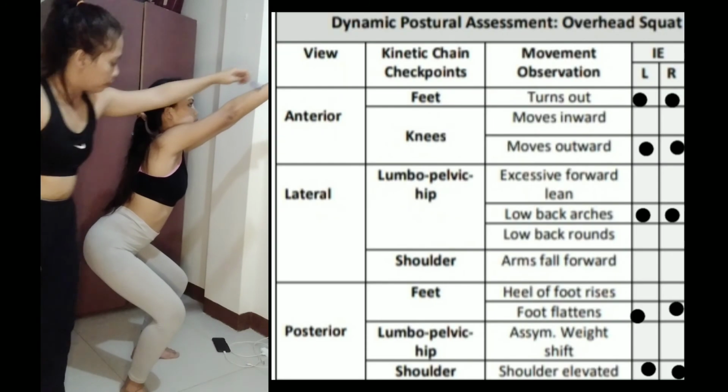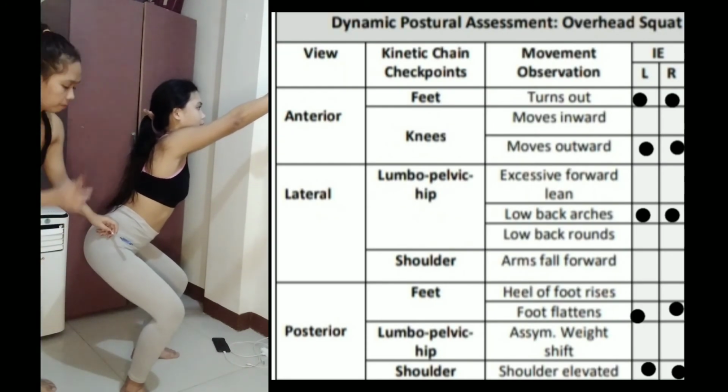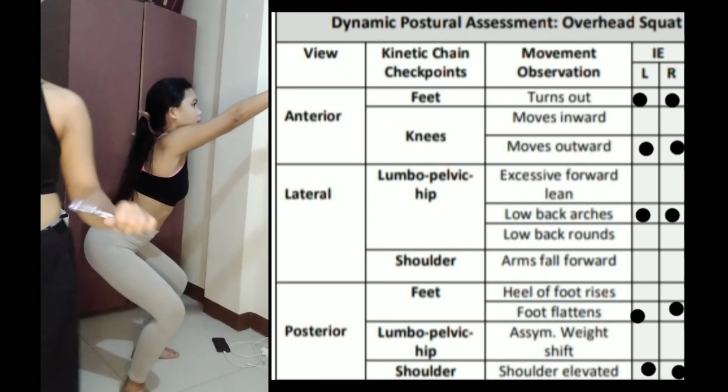Next, we'll have the lateral view, and the kinetic chain checkpoints are lumbopelvic hip and shoulder. For lumbopelvic hip, the expected movements are excessive forward lean, low back arches, and low back rounds. As you can see, the client's lumbopelvic hip shows low back arches, both left and right. The shoulders do not fall forward, so disregard that form and leave it blank.